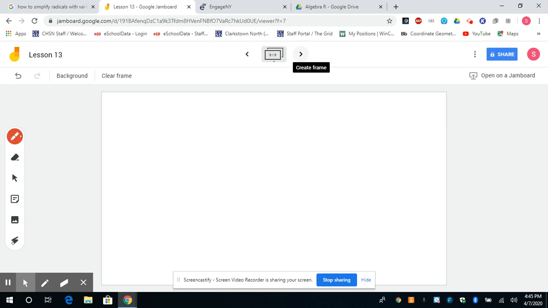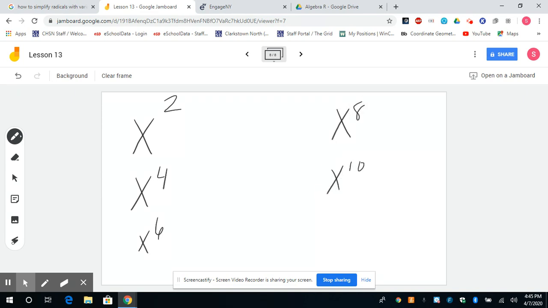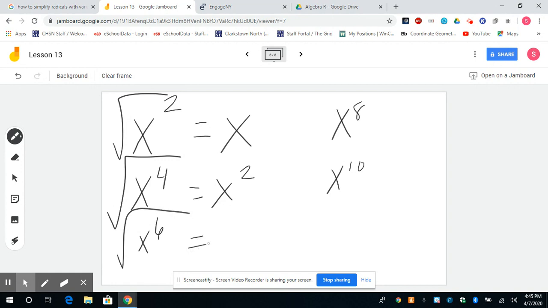What I'm also going to show you is variables. So with variables, we want to make sure that the exponent is even, because if it's even, then we can take the square root of it. So like with x squared, x to the 4th, x to the 6th, x to the 8th, x to the 10th. Right, so the square root of this is just x. Square root of this is x squared. Square root of this is x to the 3rd. So we're taking half of that exponent. Square root of this is x to the 4th. Square root of this is x to the 5th.